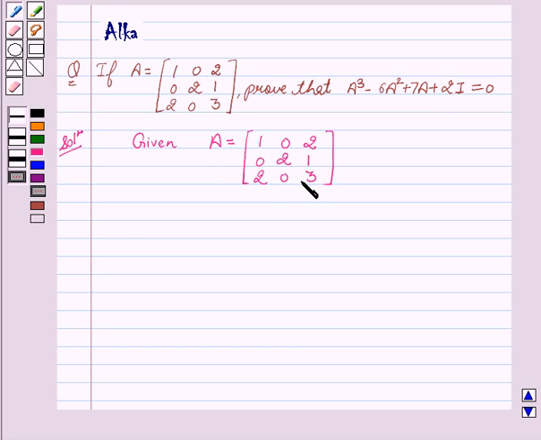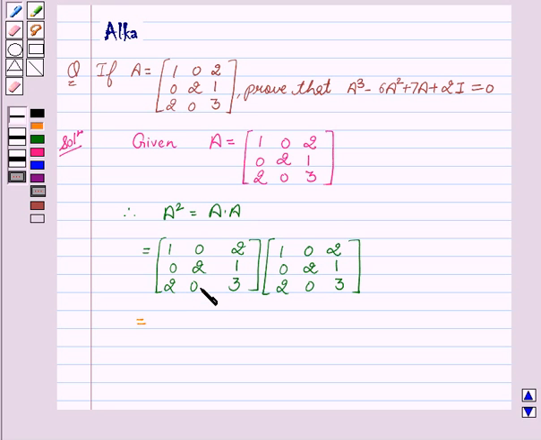Now, we will calculate the value of A square. Therefore, A square equal to A into A, which can be written as, now we'll multiply A into A. This will give us 1 into 1 plus 0 into 0 plus 2 into 2. Then again 1 into 0 plus 0 into 2 plus 2 into 0. Then 1 into 2 plus 0 into 1 plus 2 into 3. Now similarly we will solve for the second row and third row.